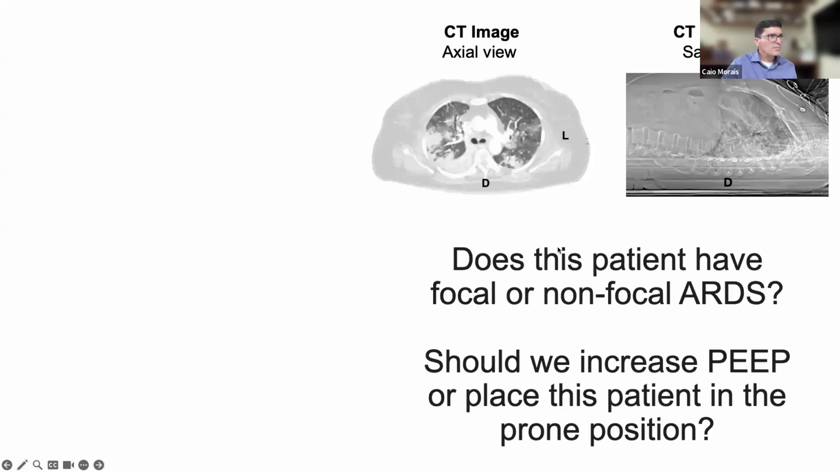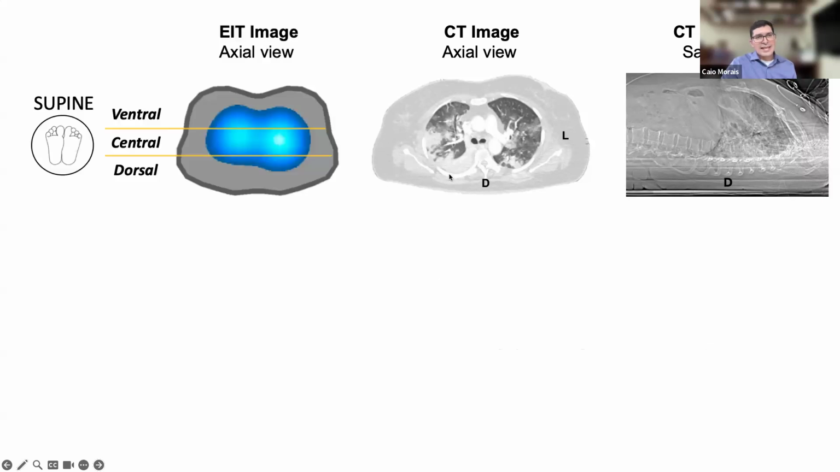Another case, now having the CT image makes it easy to understand that this patient has a focal disease. The posterior right lung is sicker than the left lung. And if we look at the EIT image, clearly those images are agreeing, right? We have one anatomical image suggesting this impairment, and the EIT functional image is showing that there is no ventilation at the most dorsal part of the right lung.